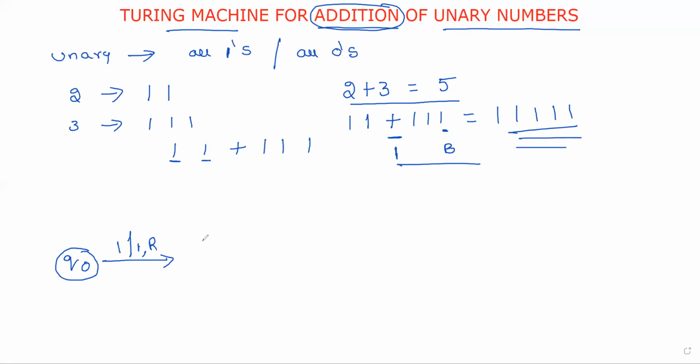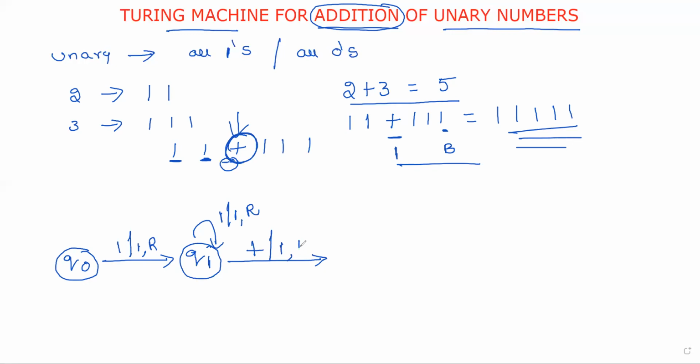Suppose I am moving into this direction. Suppose right now I am at state Q1. On state Q1, if any number of ones occurred, all the ones are replaced with ones and then move to the right direction. Actually, we can reduce the number of states also, but for our convenience, I will explain in this fashion. Here, any number of ones occurred before the plus symbol. All are replaced. So at one particular point of time, we are at this position, plus. Plus occurred, plus is replaced with 1, and then R.